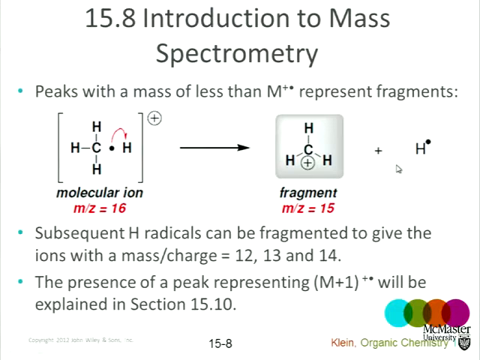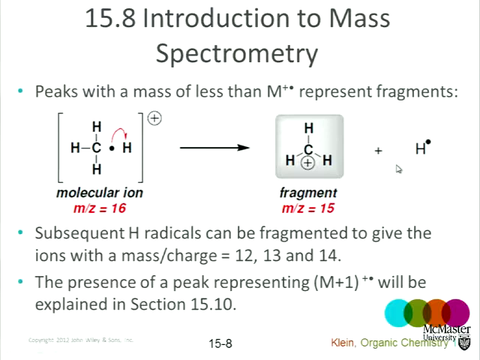So the M plus 1 peak, the peak at 17, is the result of isotopes. In this case, 1% of the molecules of methane have a carbon-13 atom, naturally occurring isotope of carbon, carbon-13. Carbon-13 weighs 13. 13 plus 4 hydrogens is 17, so the 17 ion comes from that.